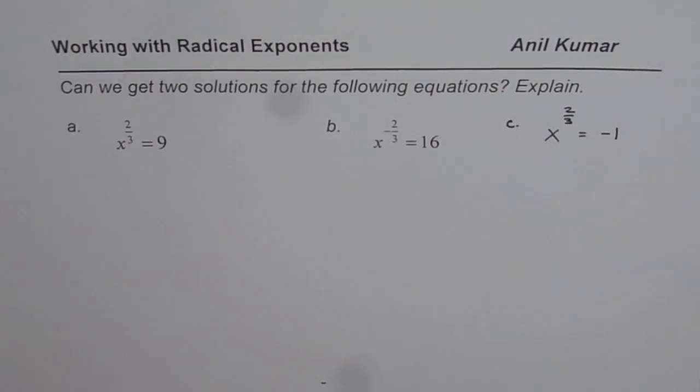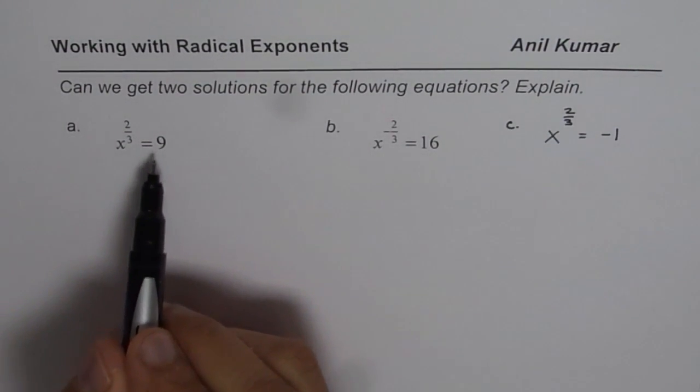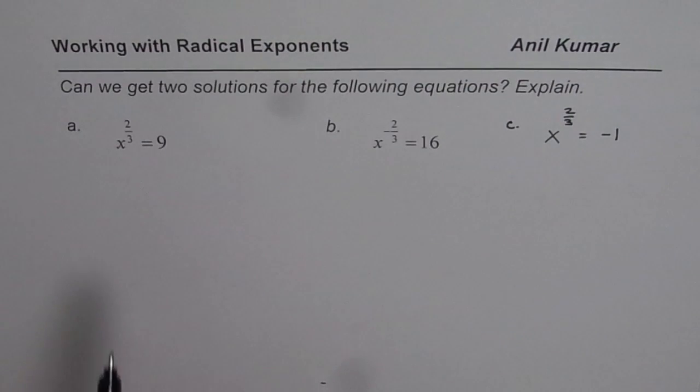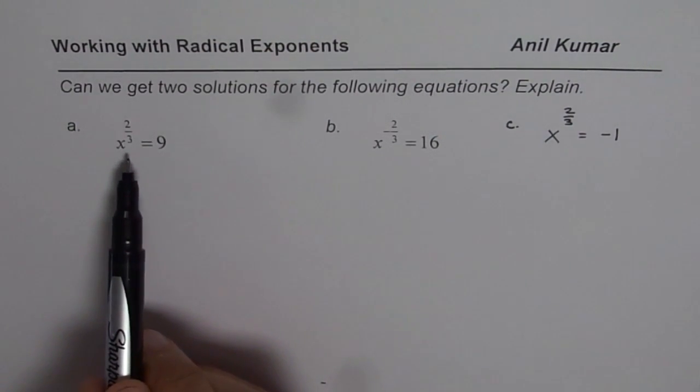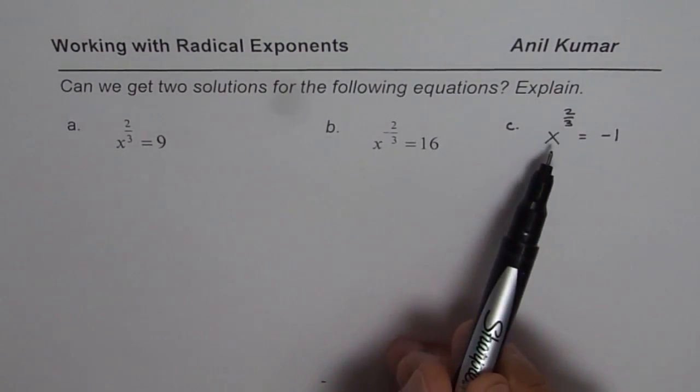Now we'll figure out how many solutions these equations can have. Let's begin with the very first one: x to the power of 2 over 3 equals 9. Well, what do you think? How many solutions can you get for this equation? 1, 2, or 0? How about this? And how about that?